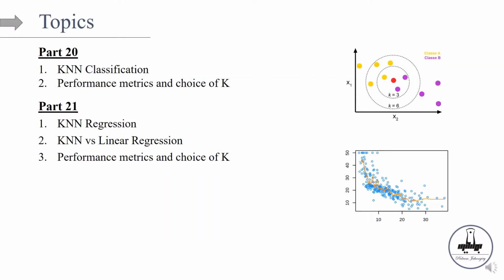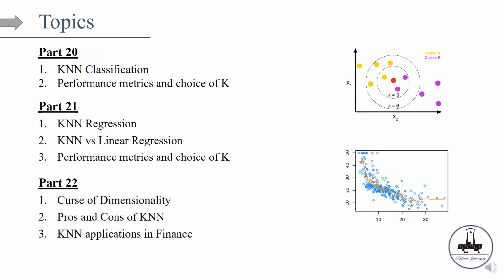In the previous episodes, part 20 and 21, I covered the concepts of KNN classification and KNN regression. If you haven't watched those videos, please make sure you watch them first and then come back to this one. In this one, part 22, we will be talking about the curse of dimensionality and how it's going to affect the performance of the model in general. Then we will be discussing the pros and cons of KNN, and finally we conclude this episode by looking at some applications of KNN in finance.